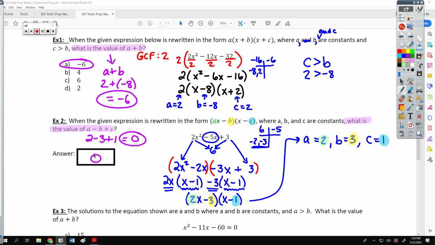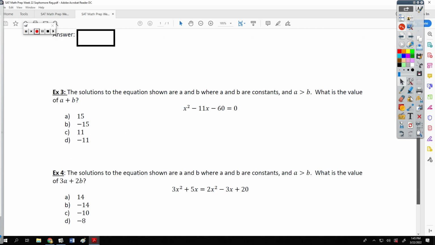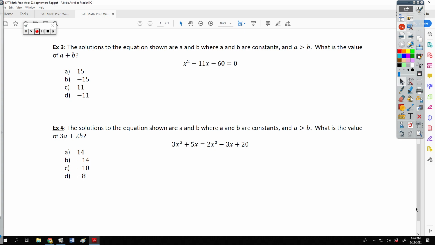Okay, so that does it for our first 2 examples. Again, these are just more examples like the ones we've talked about in previous weeks. It's example 3 where we're going to start seeing new material. So in example 3, the wording is a little bit different, but the overall approach is going to be the same. It says the solutions to the equation shown are a and b, where a and b are constants and a is greater than b. What is the value of a plus b?